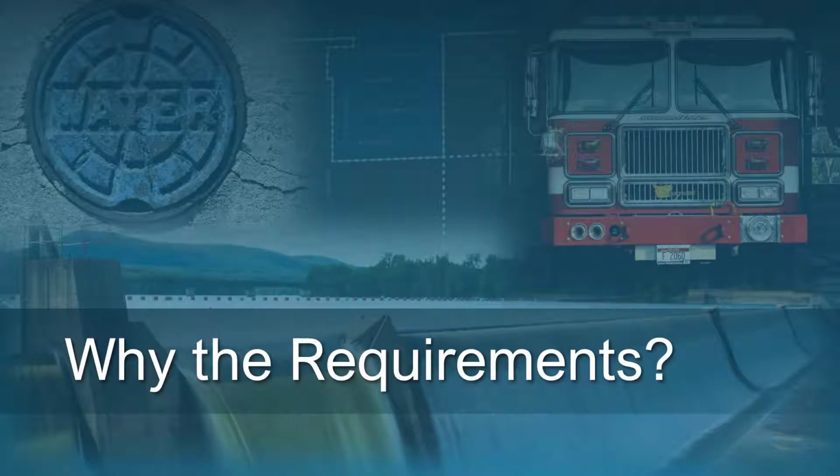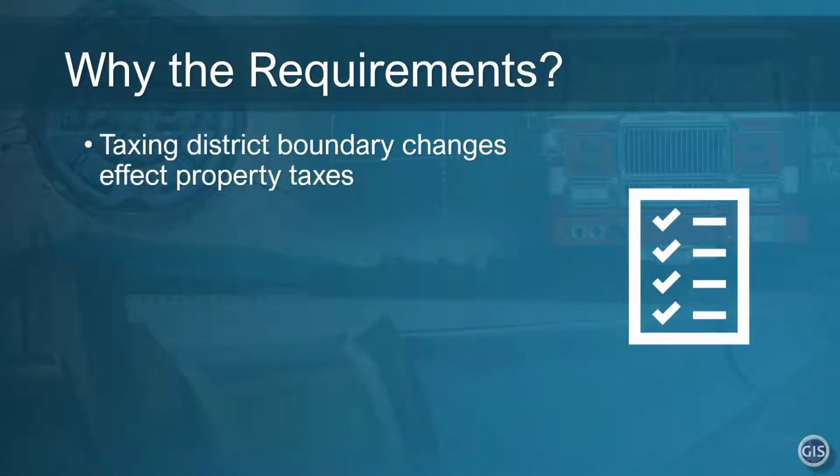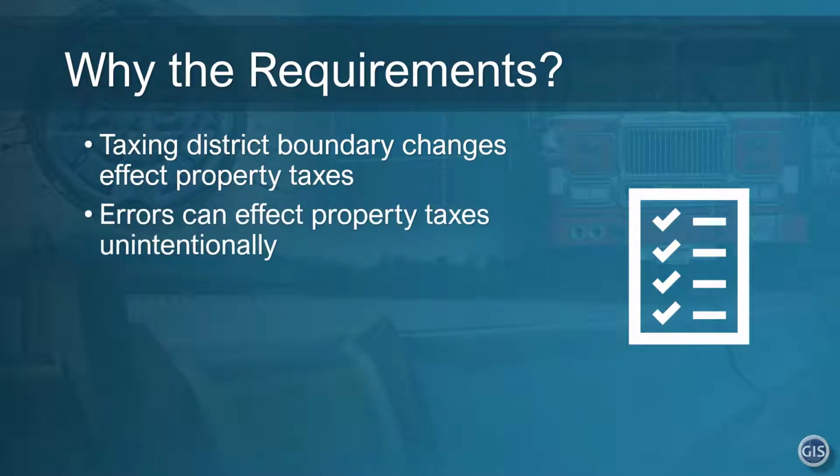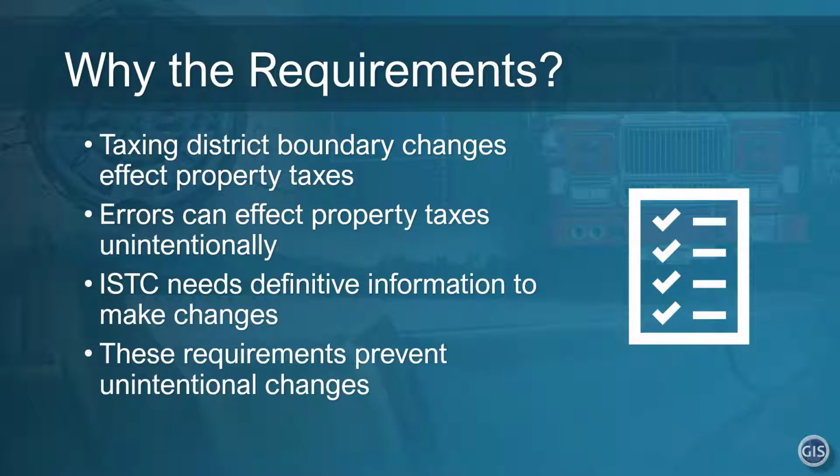Why the requirements? These requirements exist because taxing district boundary changes affect property taxes. Any errors can affect property taxes unintentionally. The Idaho State Tax Commission needs definitive information to make changes, and these requirements prevent unintentional errors.